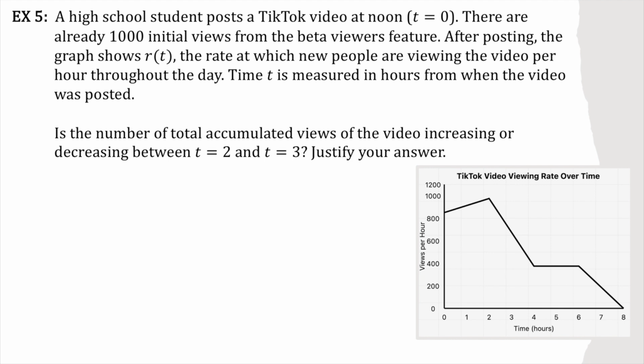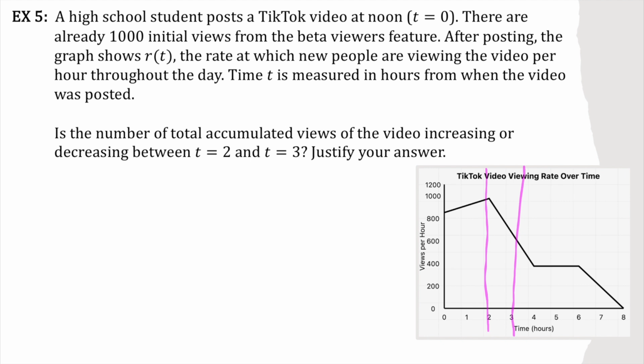Example 5, a high school student posts a TikTok video at noon, t=0. There are already 1,000 initial views from the beta viewers feature. After posting, the graph shows R of t, the rate at which new people are viewing the video per hour throughout the day. Time t is measured in hours from when the video was first posted. Is the number of total accumulated views of the video increasing or decreasing between time t=2 and time t=3?